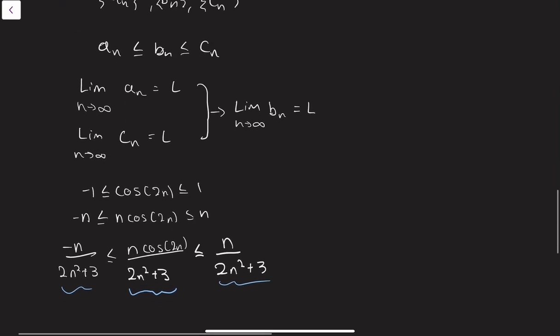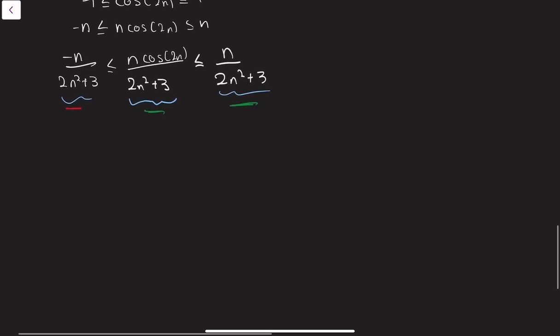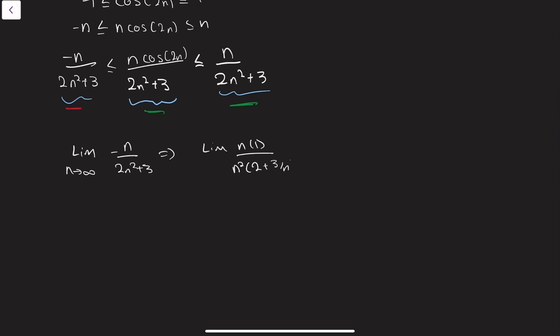So in this case, our a_n is this, and c_n is this, and b_n is this guy. So let's evaluate the limits at the endpoints. The limit as n approaches infinity of -n over 2n squared plus 3, well, we can pull out an n, the highest term, from the top, and n squared from the bottom, and we'll have 2 plus 3 over n as n approaches infinity.